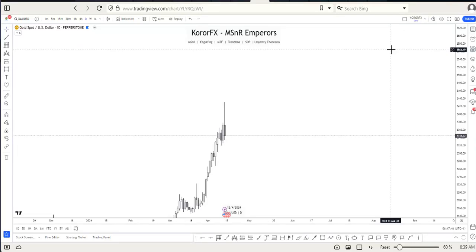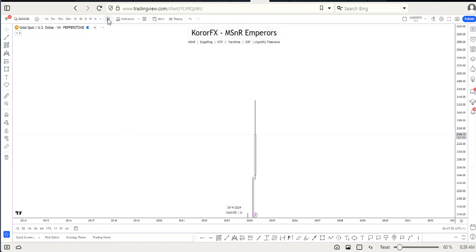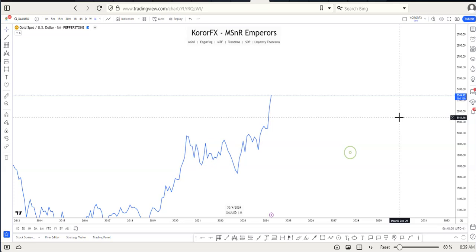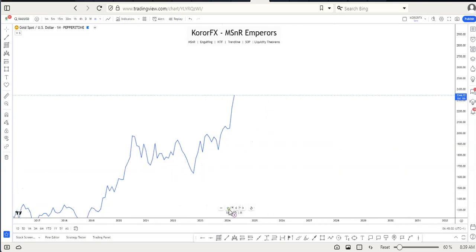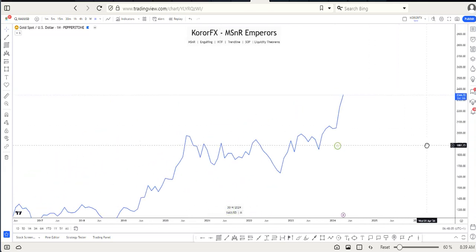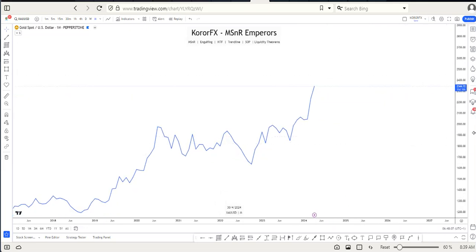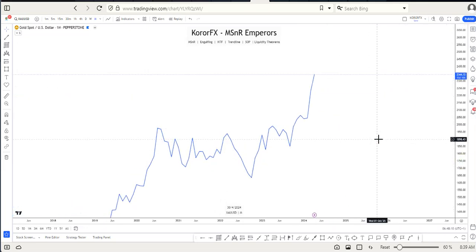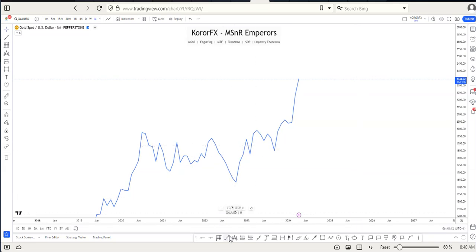Technical analysis right now. I always start from the monthly lines, and we have to get where our current market price is right now. So this is the current market price.